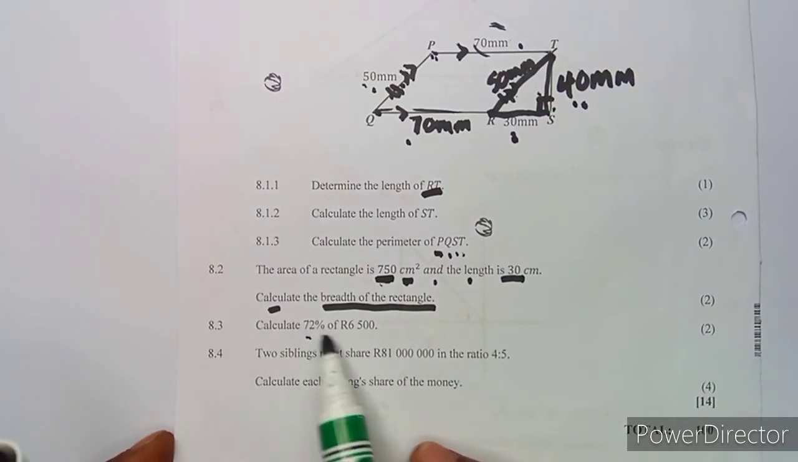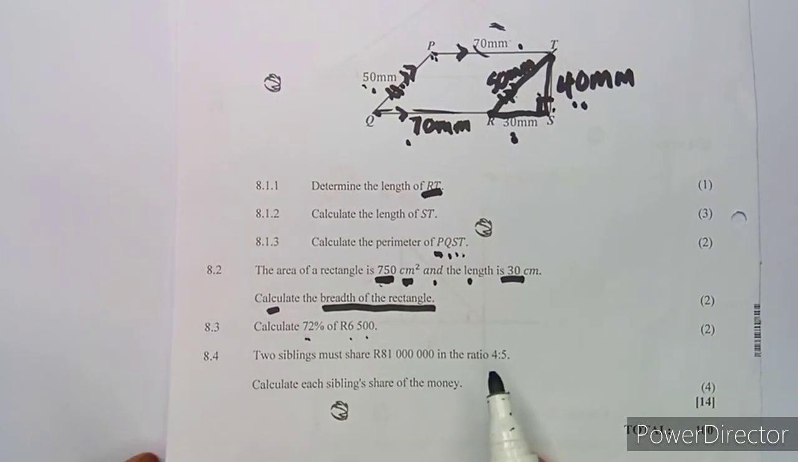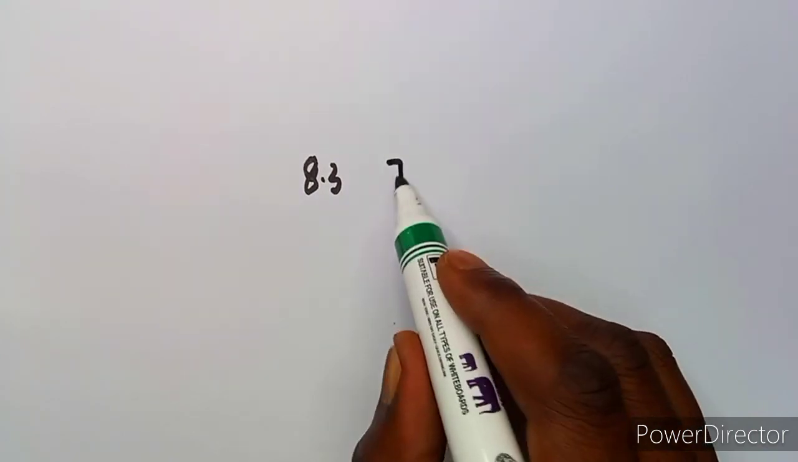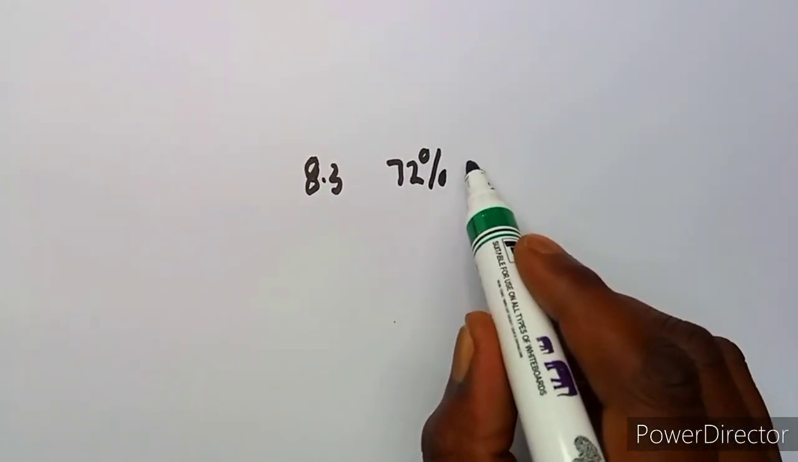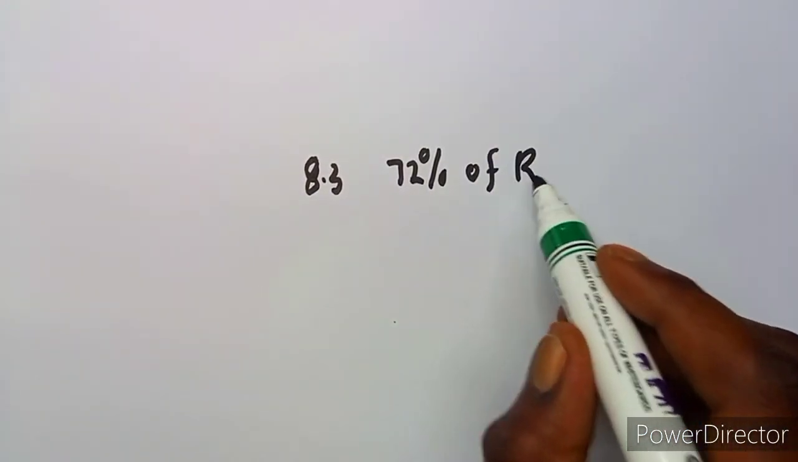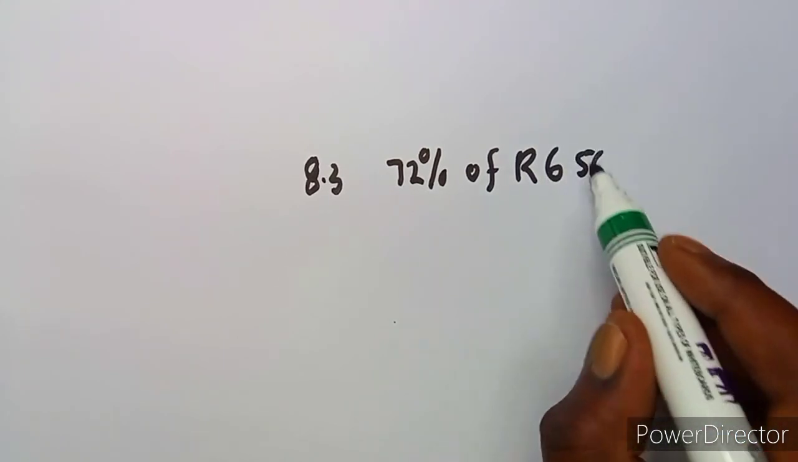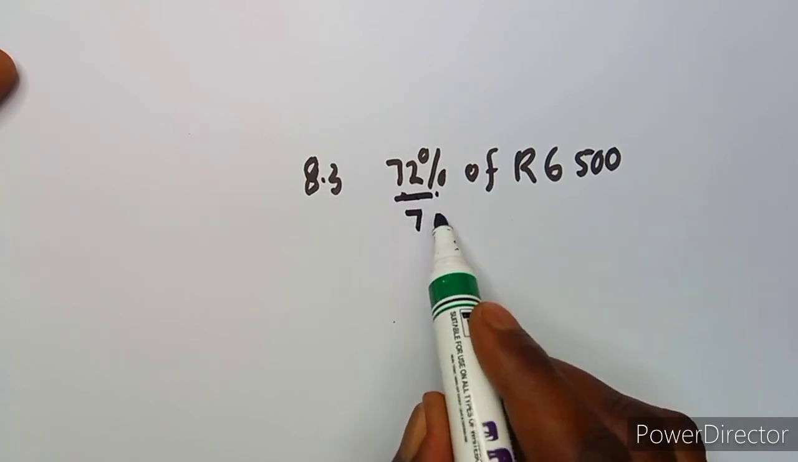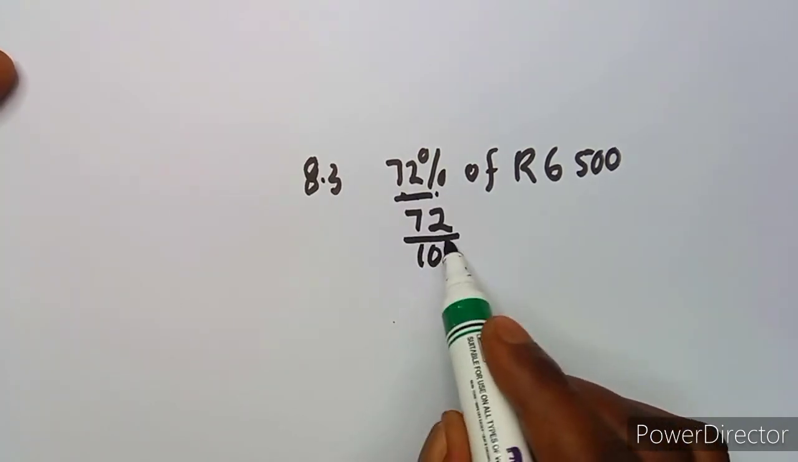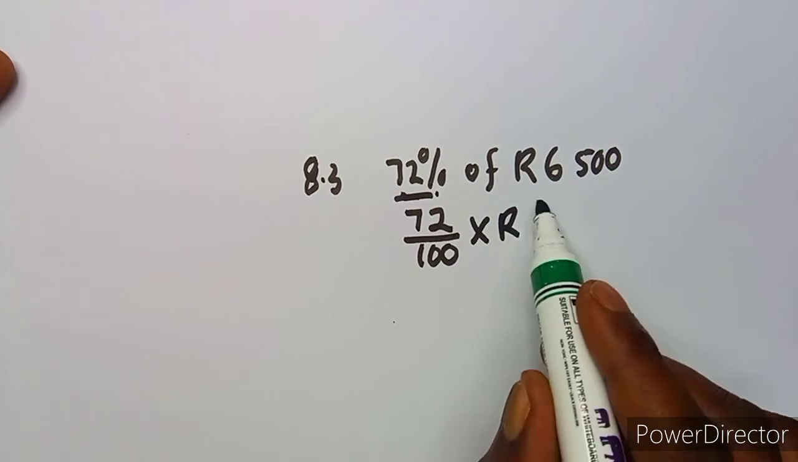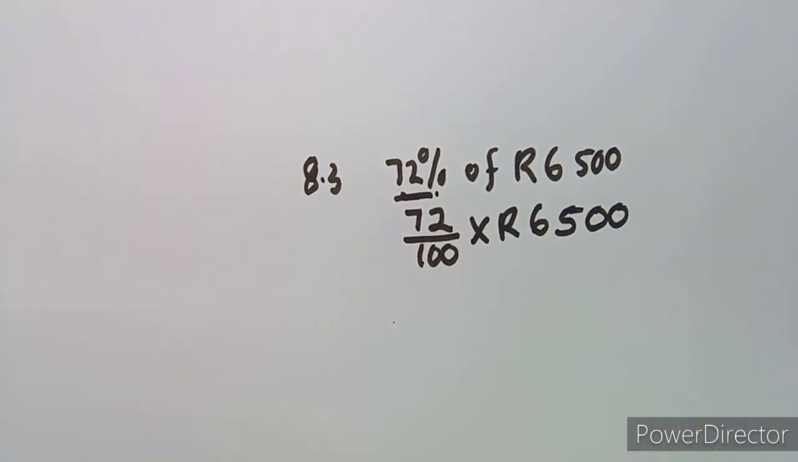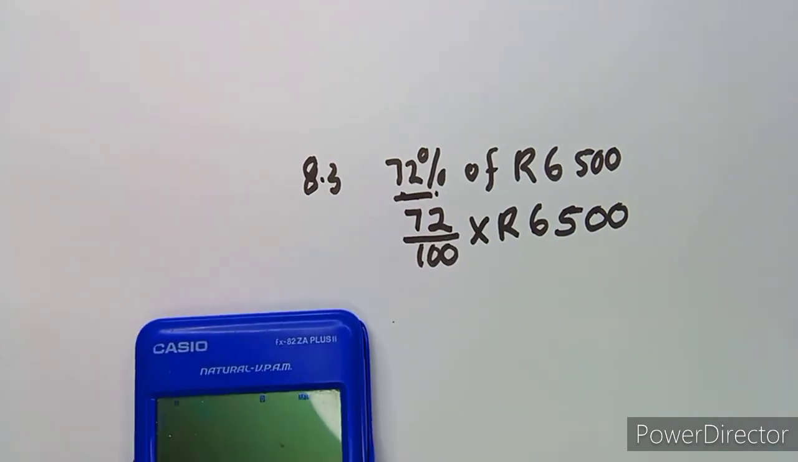Calculate 72% of 6,500 rand. Okay, this one is a straightforward question. Of means you're multiplying. When you are given of, you are multiplying. Remember, to remove percentage, you divide by 100. So it's 72 over 100 times 6,500 rand, or 0.72 times 6,500.